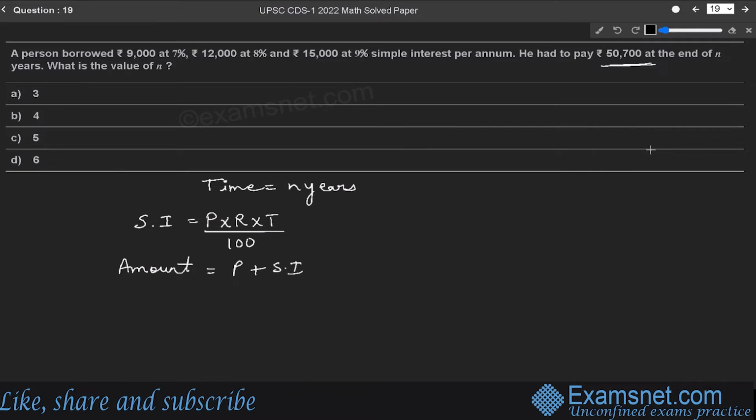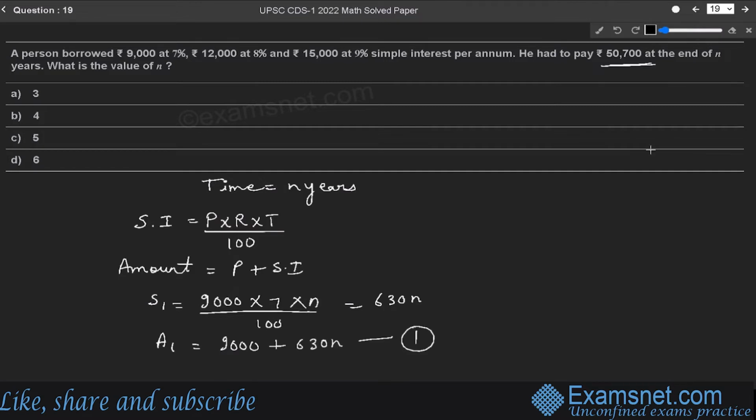So first let us find the simple interest. Let it be S1. Principal is 9,000, rate is 7 and time is n, upon 100, which gives 630n. So we can say that the amount for this will be 9,000 plus 630n. Let this be equation number 1. This is for the first condition, which is 9,000 at 7%.